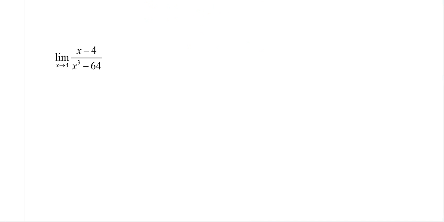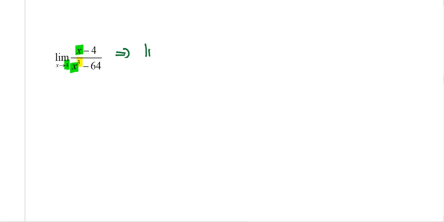So on your real test, I think I'll probably give you at least 2 factoring questions, and you'll definitely get one question where you have a cube there. You'll notice that if I do a direct substitution by plugging in 4 for x, I'll get 0 over 0. So I cannot do a direct substitution step here. I need to go ahead and factor this. So let's go ahead and factor this.